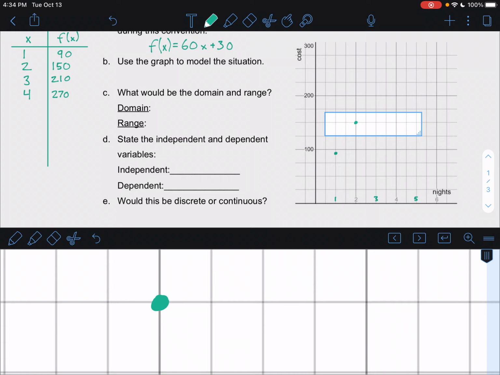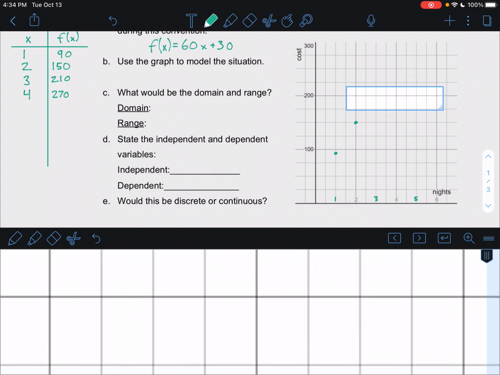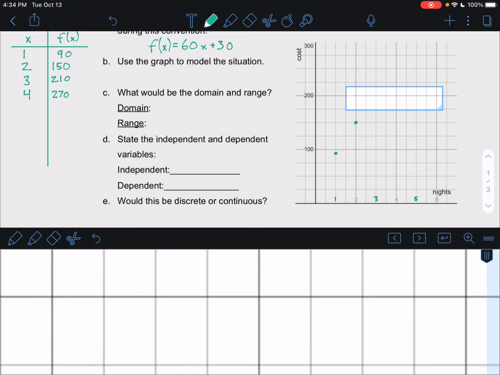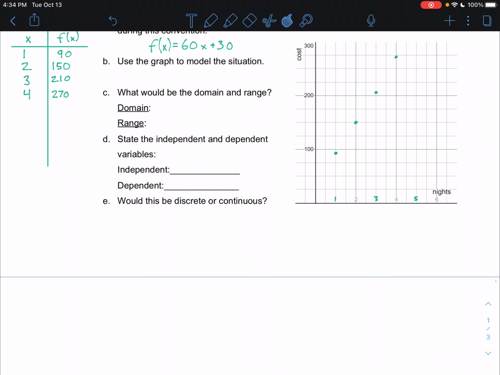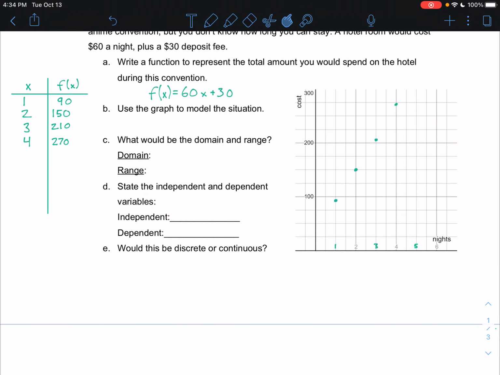And then I have 3, 210. 210 is about there. And 4, 270. So 4, 270 is about here. And I'm not going to go to 5. I'm not going to go to 0. These are my 4 points. So there is my graph of the situation.